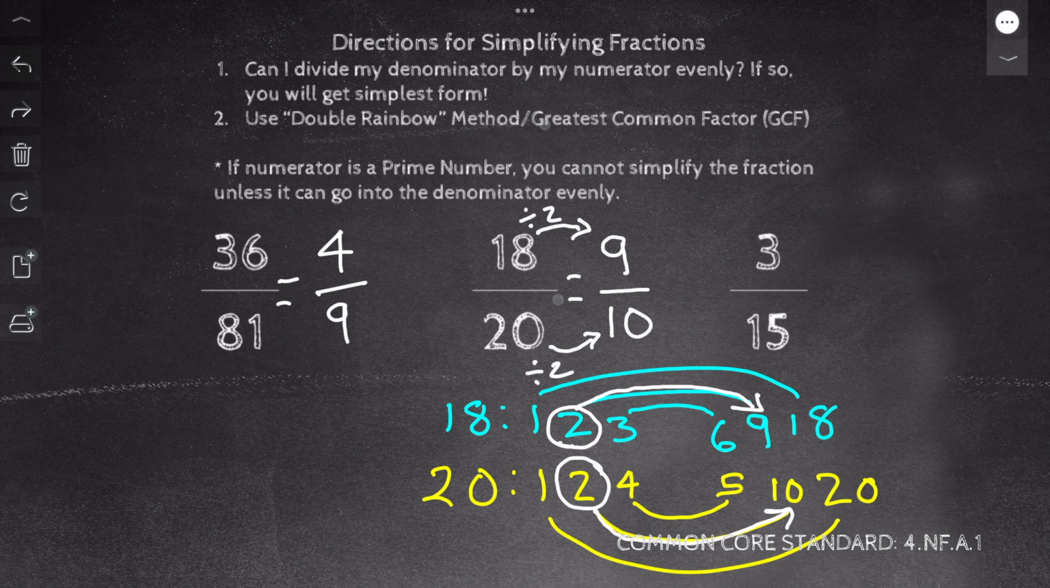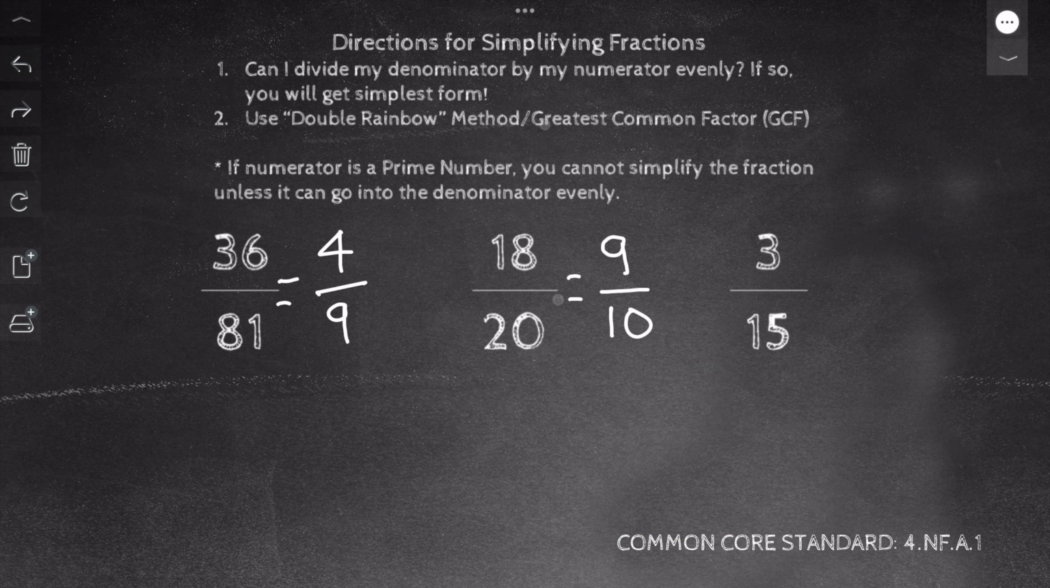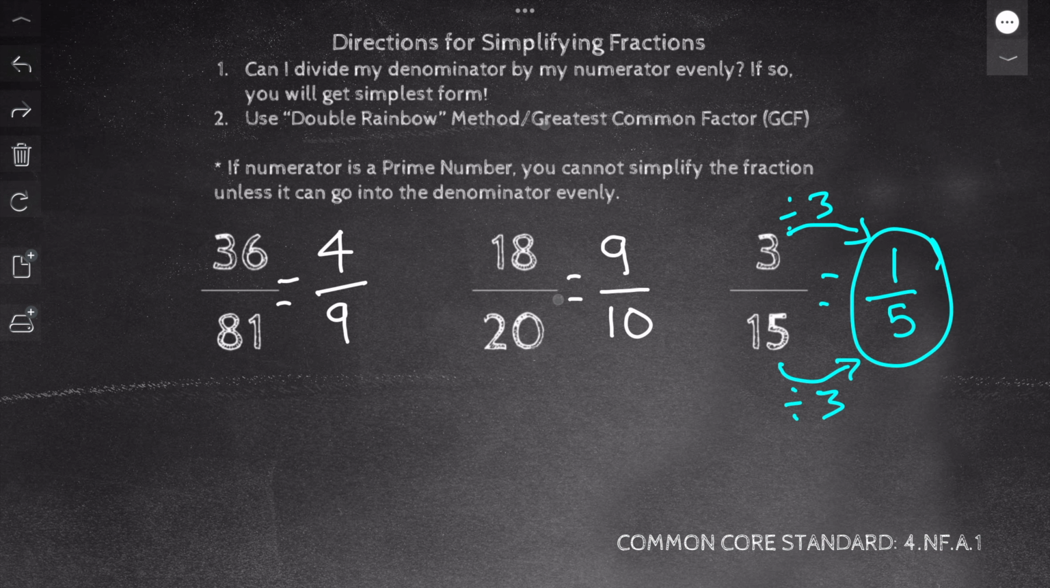Let's jump to our last problem before we get to some work together. For our last problem, I have 3/15. My first step is to see if I can divide my denominator by my numerator. So can 3 go into 15 evenly? It can. I know 3 divided by 3 equals 1, and 15 divided by 3 equals 5. So I just simplified 3/15 into 1/5.